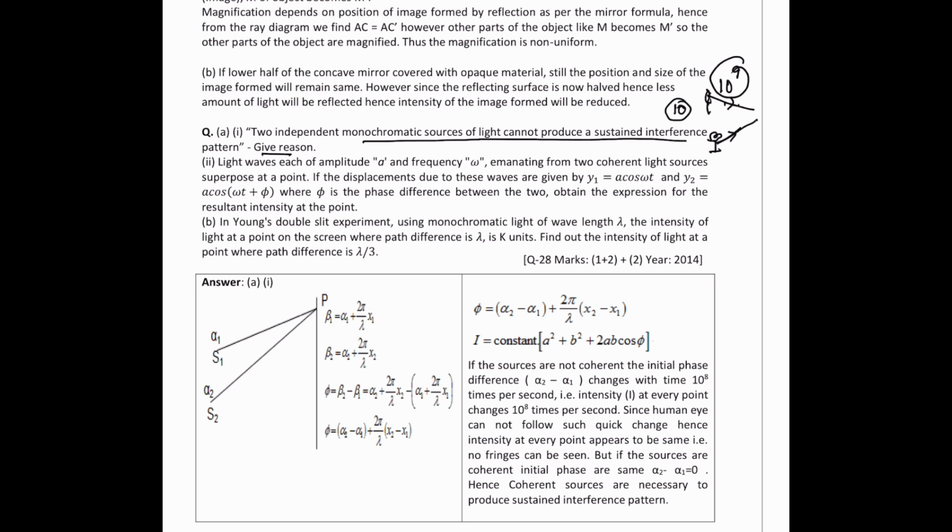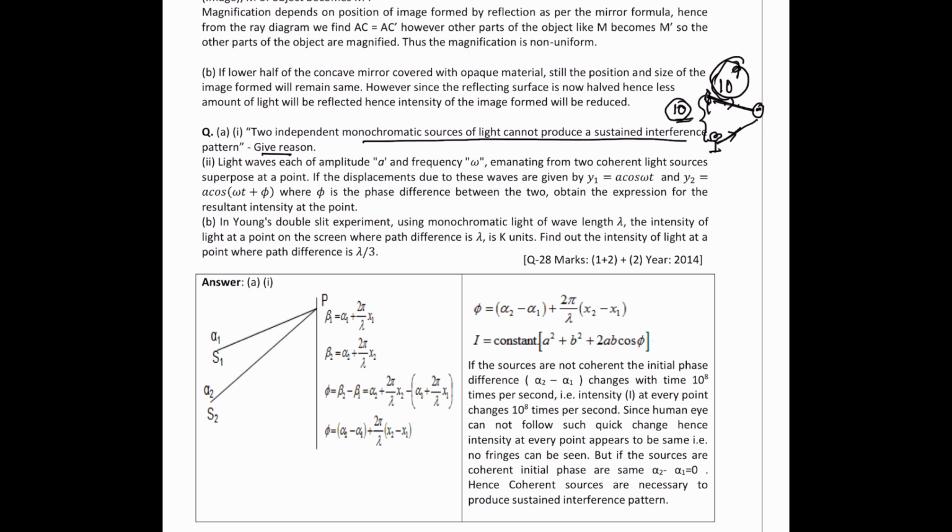As the light travels from the source of light, the path difference gets produced. So the net phase difference where they meet is the result of the initial phase difference and the phase difference produced because of this path difference. Now had these two sources of light been different, non-coherent sources, then the initial phase changes 10 to the power 9 times per second. We cannot perceive it.